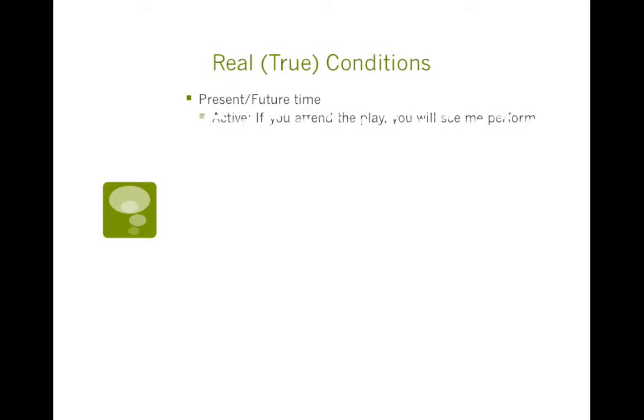Okay. So let's look at some examples using the different tenses and see if you can figure out if these are inference, habitude, future, or generic for the real true conditions. So present and future time, we have the active voice. So if you attend the play, you will see me perform. It's the active voice because we're using the present verb. And let's see, the passive, if water is boiled, it is turned into water vapor. Is boiled. Boiled is the past participle. So that's why that's the passive.